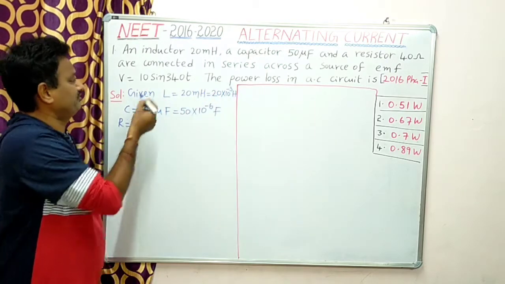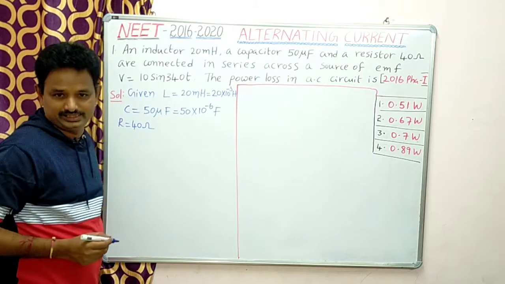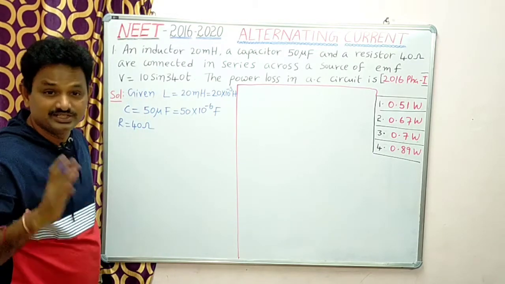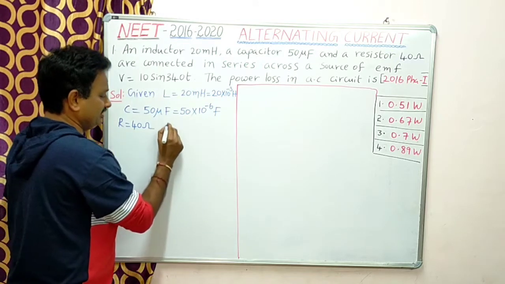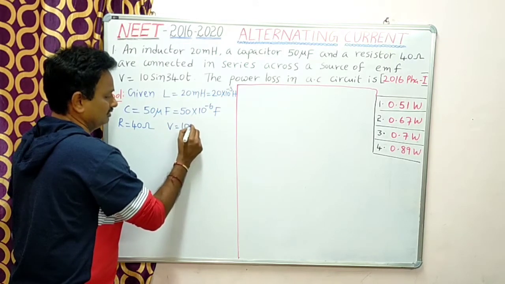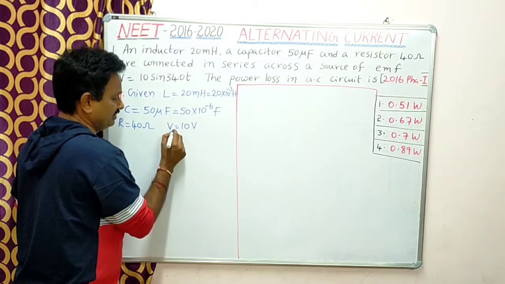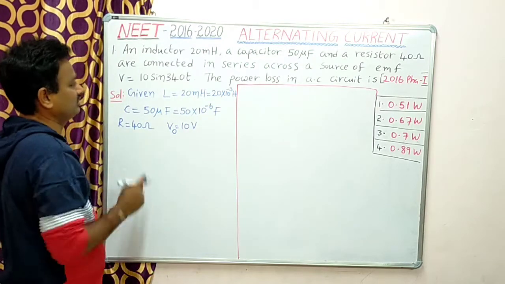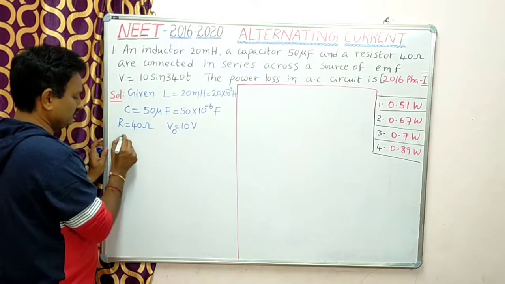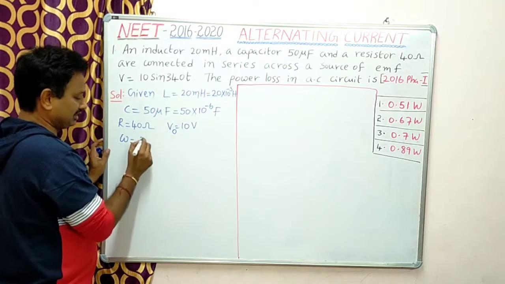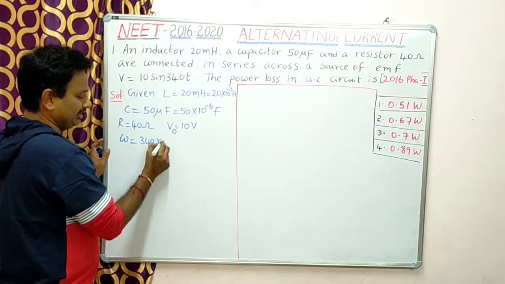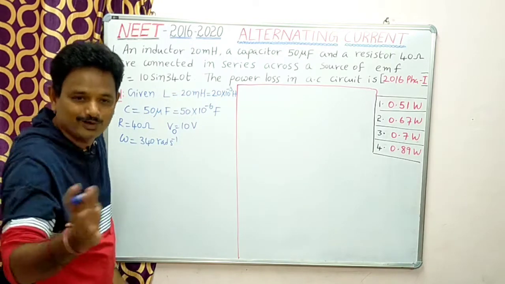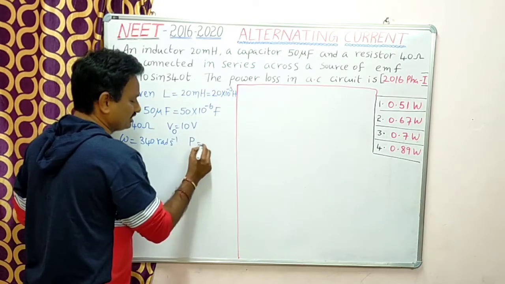Source of EMF V equal to 10 sin 340 t. In that, the peak value of voltage is 10 volt. That means V naught is equal to 10 volt. Omega equal to 340 radian per second. So you need to calculate power loss. P is equal to question mark.